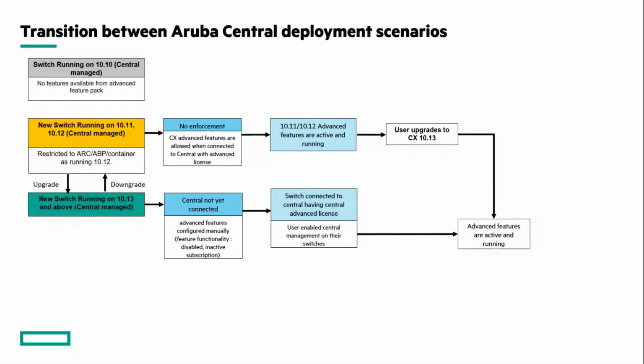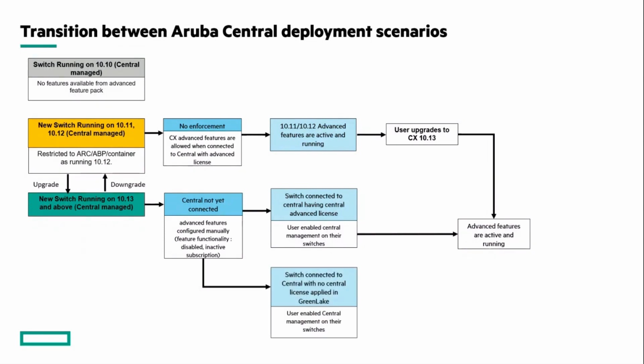And the next scenario is that the switch is then connected to Central, but there is no valid license applied to the Central application. Once again, before connecting to Central, all the advanced features were functionally disabled and the subscription was in inactive mode. Once the switch is connected to Central with no active license, the subscription will move to honor mode and all the features will be functionally enabled. Since this is honor mode, the user needs to have an active license applied to the Central application so that these features can be used in active mode.